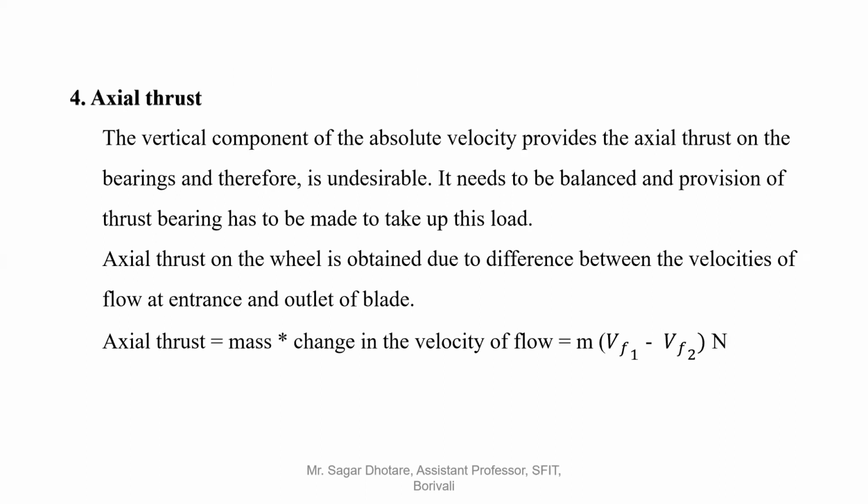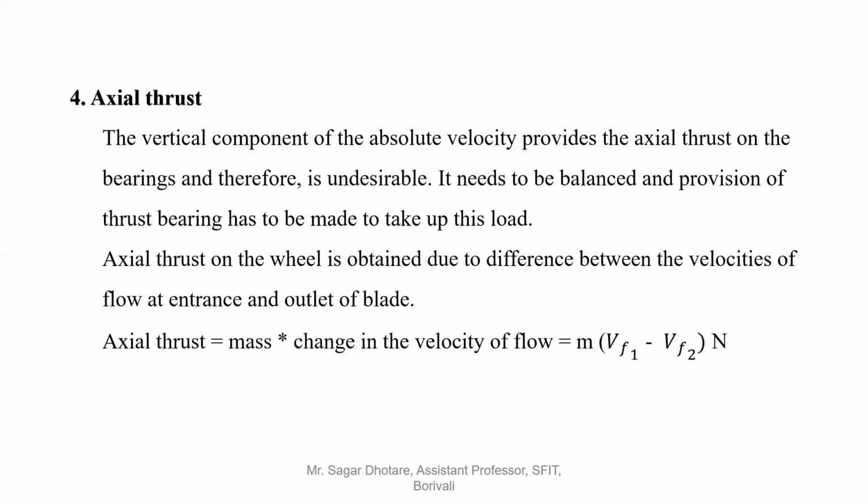Now axial thrust. The vertical component of the absolute velocity provides an axial thrust, which we need to consider during the calculation, which is over the periphery on the bearing, and it is quite undesirable. It can create vibration, then choking. So we need to balance and provide a particular provision for thrust bearing.